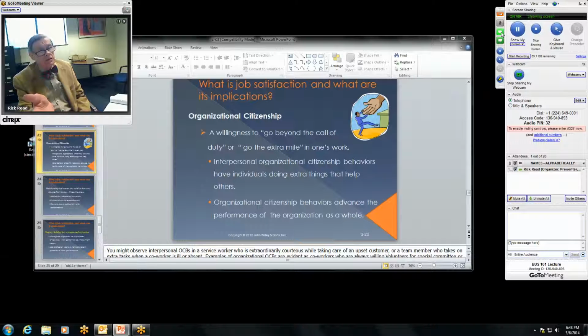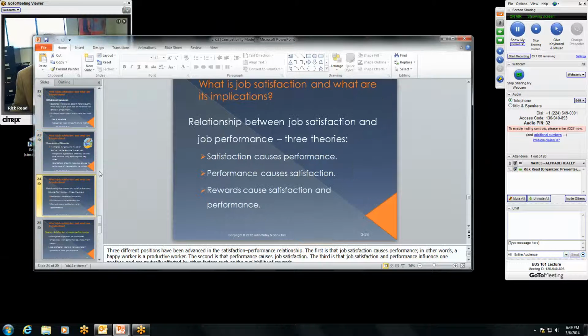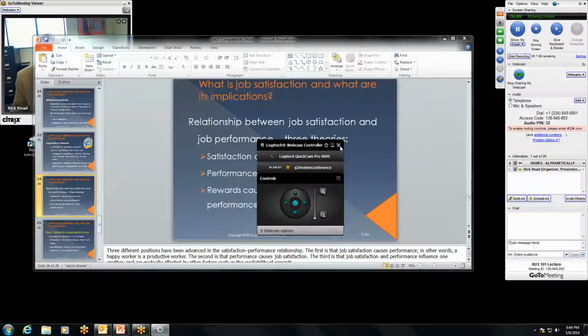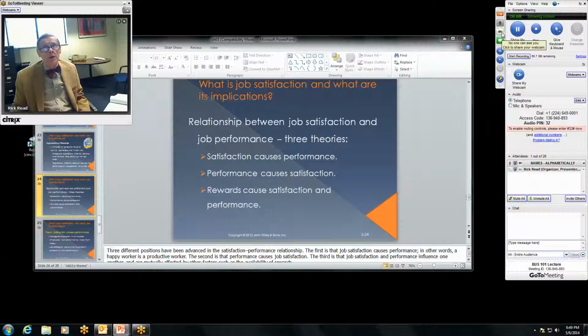Organizational citizenship behaviors advance performance of the organization as a whole, and that's something that the organization really wants to do, and they try to promote those kinds of things. Now we're going to talk here a little bit about the relationship between job satisfaction and job performance. So 3 theories here. Satisfaction causes performance, performance causes satisfaction, and rewards cause satisfaction and performance.